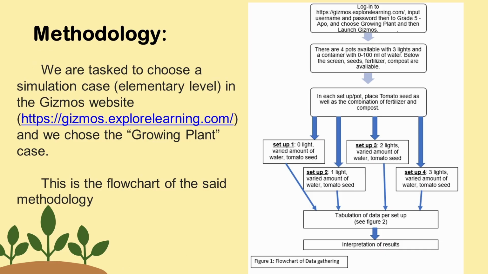For the methodology, we were instructed to choose one case in the Gizmos website. And here is how we go about the process. First, we logged in to the Gizmos website. We input our username and password, and then went to our section, and then to our name. And we chose the growing plant case, and then we launched Gizmos.